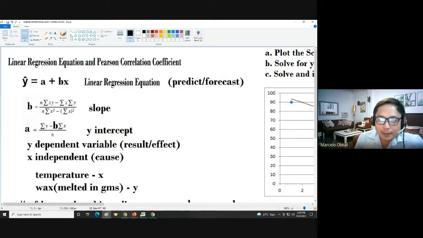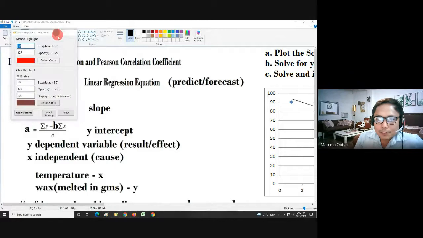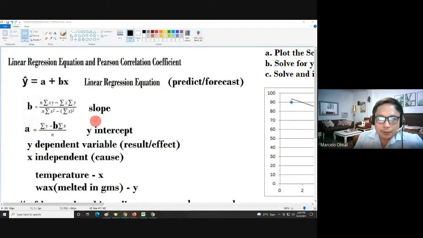So can you look at the screen? When you're talking about B, we're referring to slope. We're talking about A under our reference by Ronald Walpole, the y-intercept. Now, what's the purpose of the linear regression equation? The primary purpose of the linear regression equation is for prediction or forecasting.